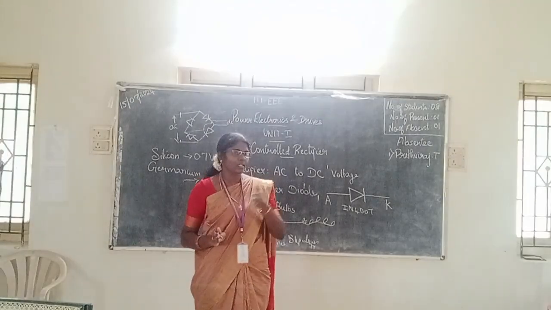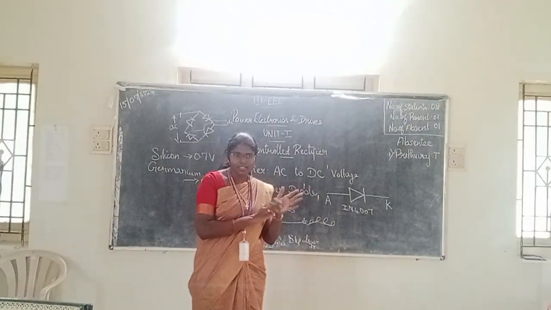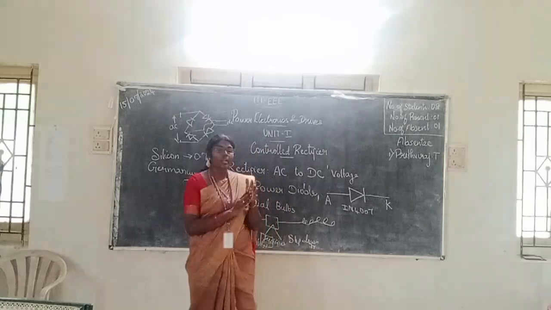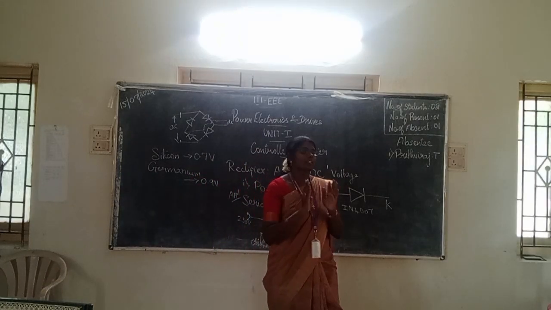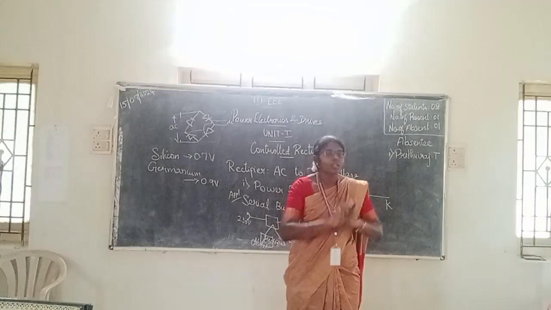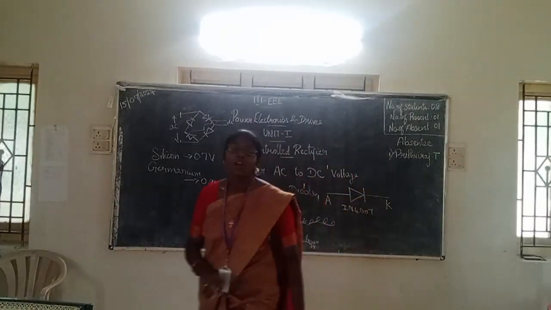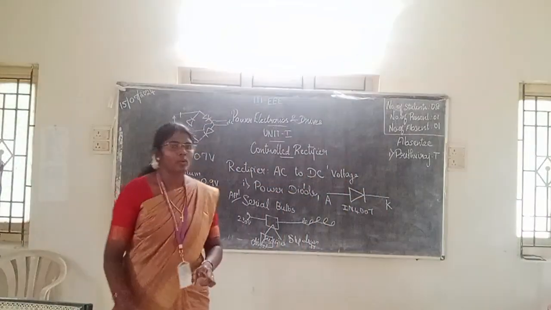So to limit this current, we will be connecting the resistance in series to it. Okay. So after that, what happens? This diode will convert the particular AC to DC. That is how the diode rectifier will work. Okay. So now you have to write down the principle of operations of this diode.